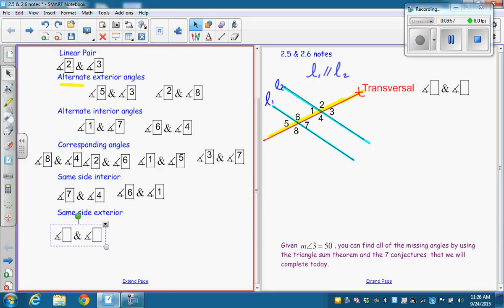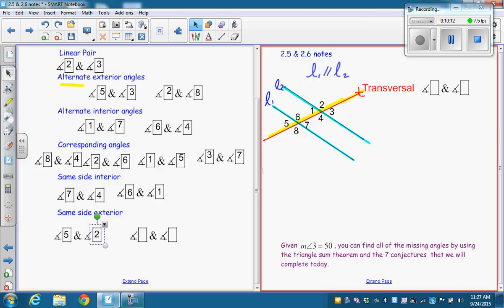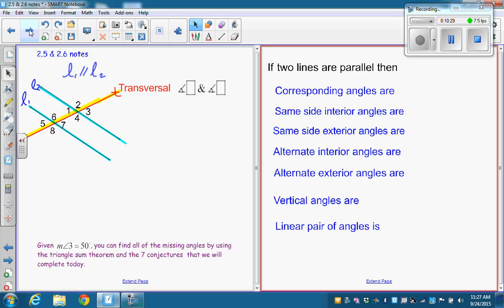Okay, so once you know the names of them, you want to know the properties. So, what was the same side exterior? 2 and 5. And you said 3 and 8, right? All right. So I'll put a little picture of that up on the website, just in case you need to see that. But the real question is, with all of that information, what is congruent to what?